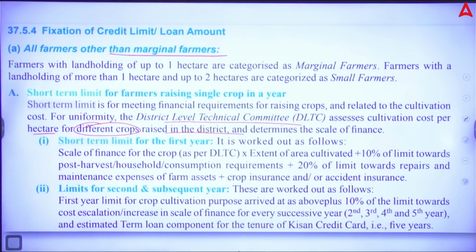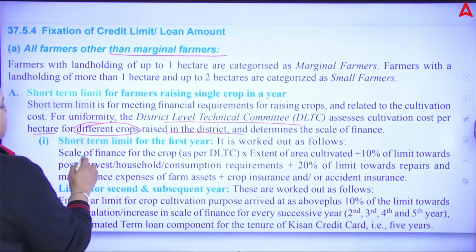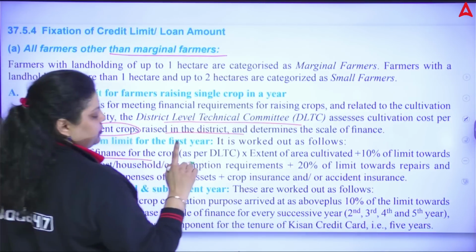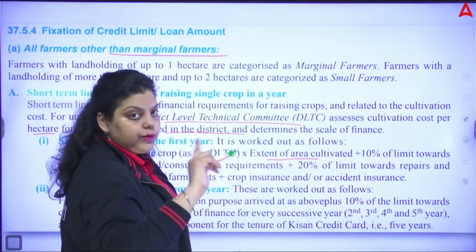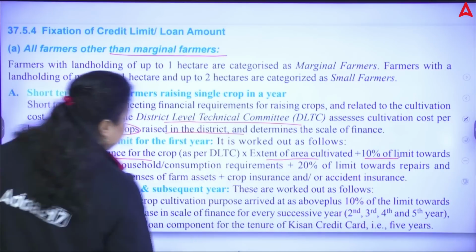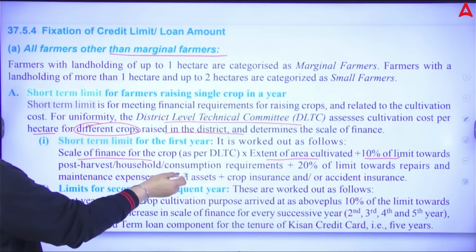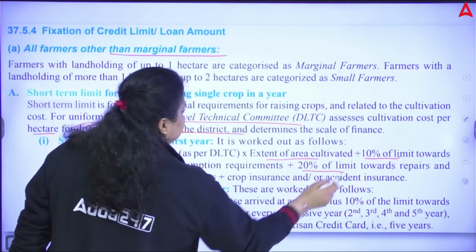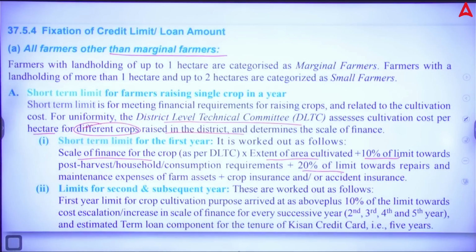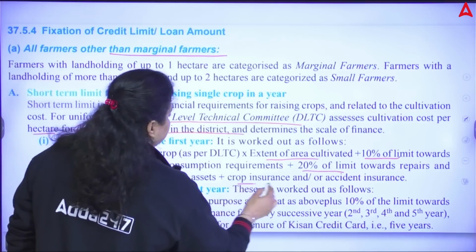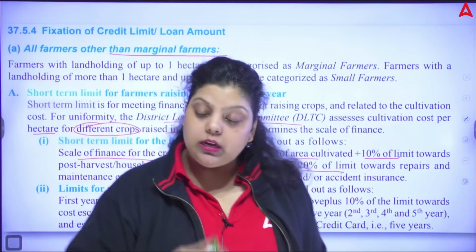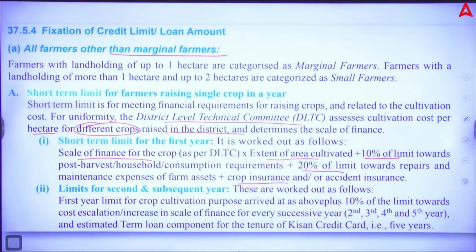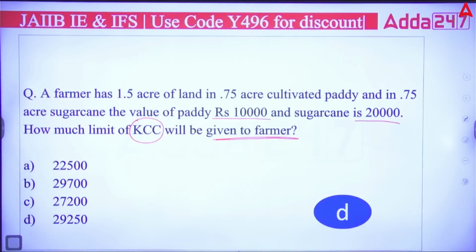So how to calculate the scale of finance? Simply, the scale of finance for the crop as per DLTC multiplied by the extent of area cultivated, plus 10% of limit towards post-harvest, household or consumption requirement, plus 20% of limit towards repair and maintenance expenses of the farm, and lastly crop insurance and/or accidental insurance. If a crop or accidental insurance value is there, it will be given in the question. In our question, the value has not been given, so we don't have to calculate that.